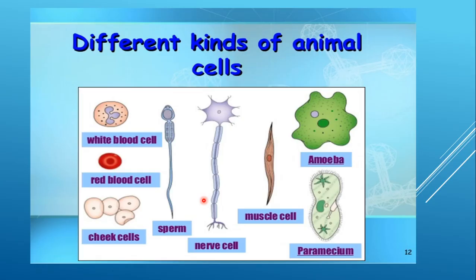Now, different kinds of animal cells. These are white blood cells, red blood cells, cheek cells, and sperm cells, which have a long flagellum. Just for your additional information, the sperm cell is the only cell in humans that has a flagellum. Then nerve cells, the largest cells in the human body. Muscle cells. This is a paramecium and an amoeba.